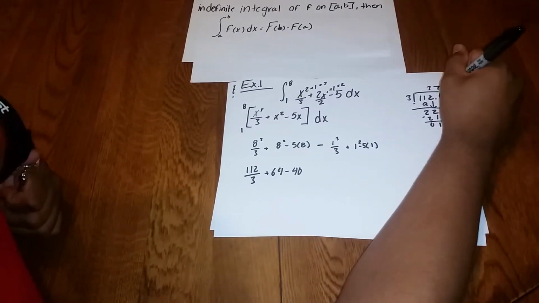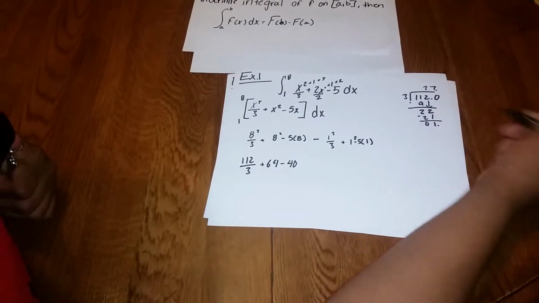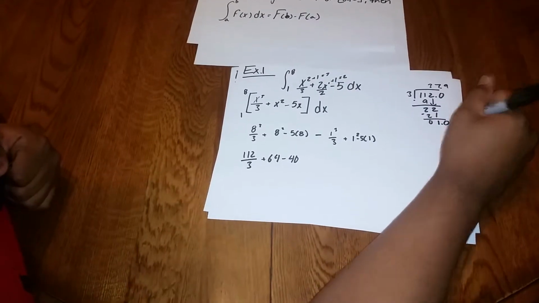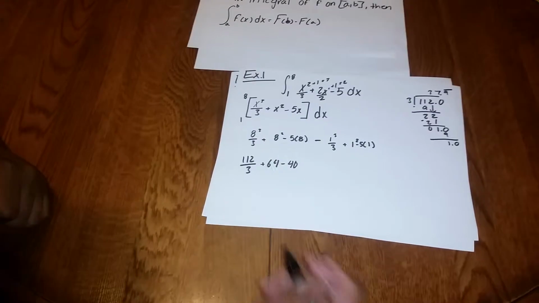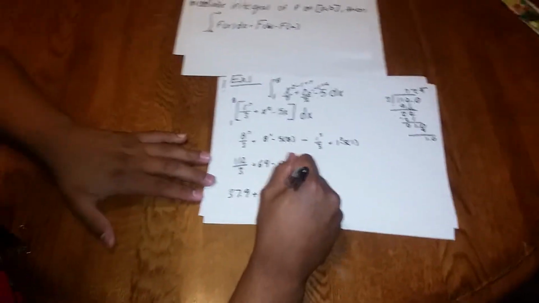Since you still have that 1 remaining, you put a 0 here and a decimal point as well as on the top. So how many times can 3 go into 10? 3. And if you keep repeating the steps, you will get 3 each time. So 37.3. So 37.3 plus 64 minus 40.